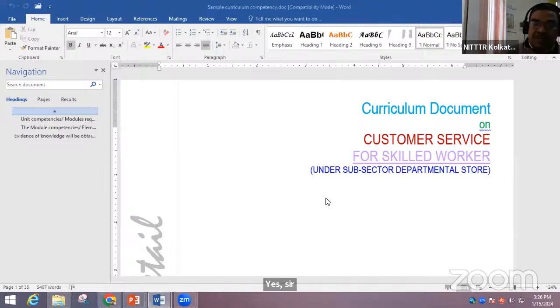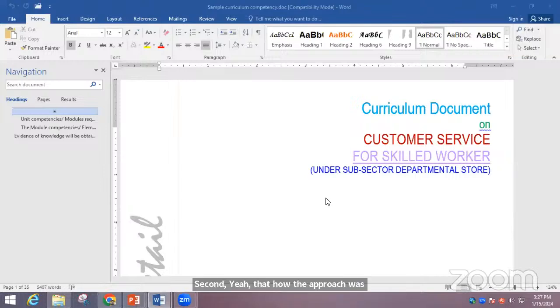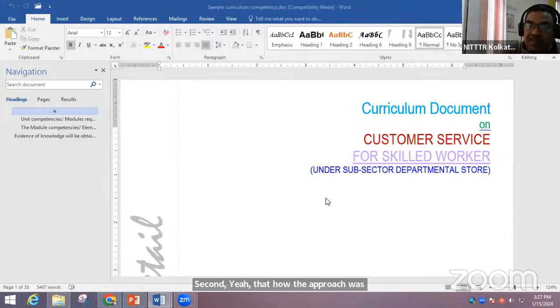So in the afternoon session, I was talking about certain aspects of competency-based curriculum. Let me share a sample copy of such a curriculum that we have developed for the unorganized sector, and how the approach was integrated for developing such a curriculum as part of your competence-based curriculum. The curriculum is known as the curriculum document on customer service for skilled worker under the subsector of departmental store. The departmental store is part of the organized retail sector.